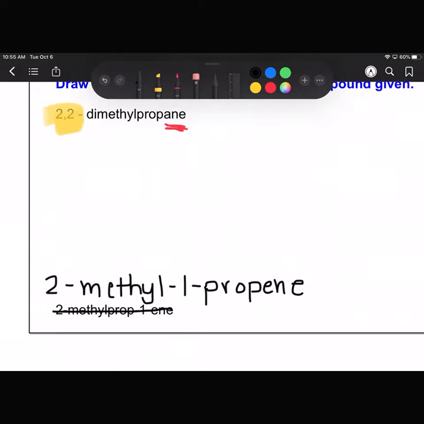Because back in the old days, back when I was in high school, they used to put the 1 in between the prop and the ene. Now we just put it in the front. That 1 is telling us where the double bond is. Okay, anyway. So our first step is to draw propene. Prop is how many? 3 carbons again.